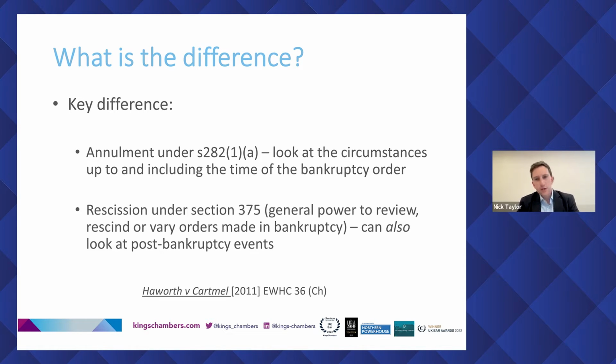So what's the difference between annulment and rescission? Well, as I've said, there is firstly potentially a lot of overlap. Rescission under section 375 is really relying on more of a general power of the court to review, rescind or vary orders made in bankruptcy. So if for some reason you had only applied to rescind the bankruptcy order without any reference to the annulment provisions, in all likelihood, the court would no doubt have reference to those provisions and the guidance in that respect.